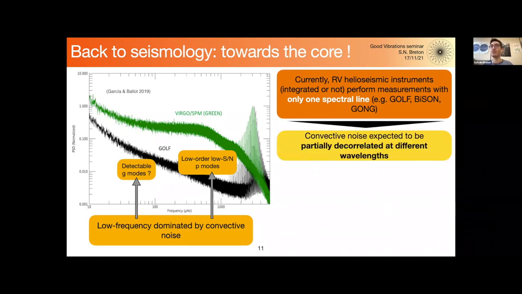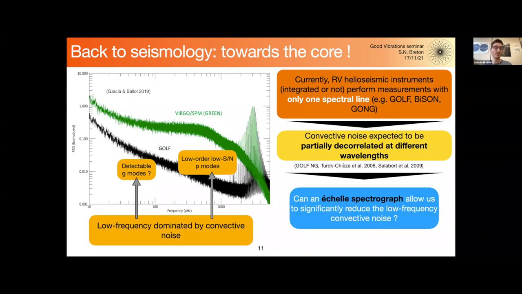But it's interesting to know that the convective noise is expected to be partially decorrelated at different wavelengths. Indeed, if you observe at different wavelengths, as was shown by the GOLF-NG experiments, you observe at slightly different heights of the solar atmosphere. And so at these different heights, you expect your convective noise to be partially decorrelated.